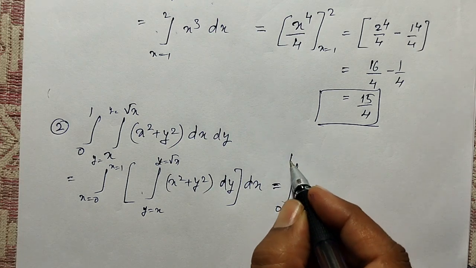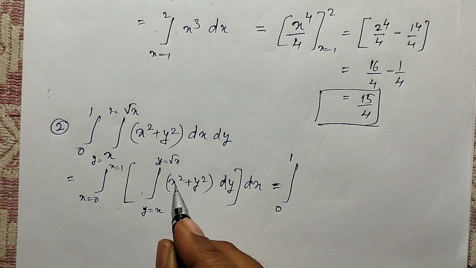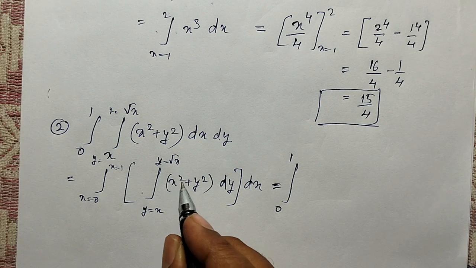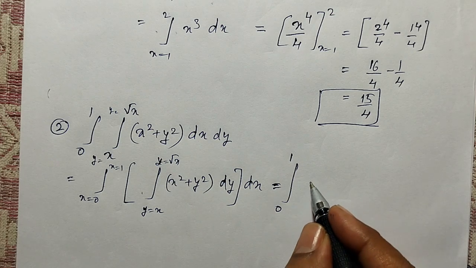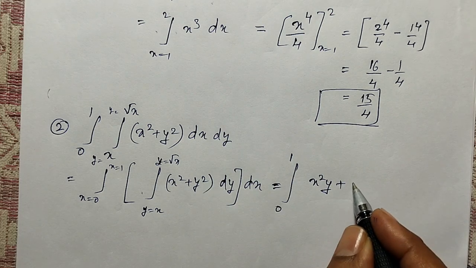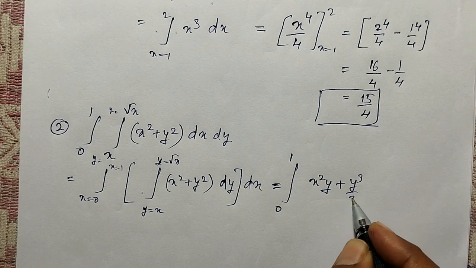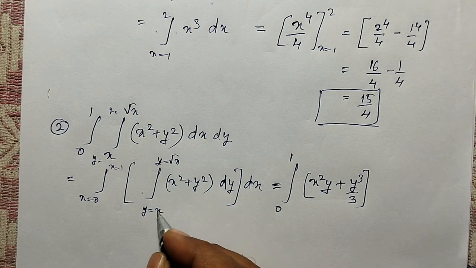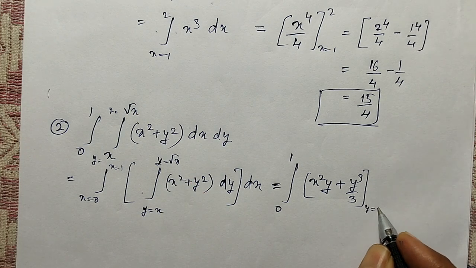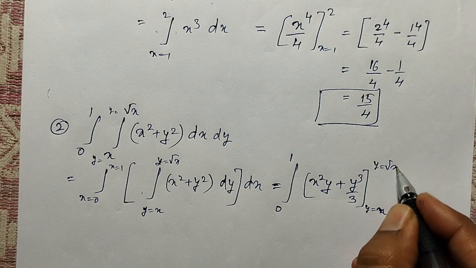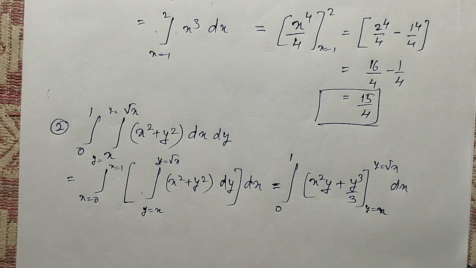Integration from 0 to 1, integration of x square with respect to y. While integrating x square with respect to y, you have to keep x as it is. Therefore, x square also becomes constant. Therefore, it is x square into y plus y square integration is nothing but y cube by 3, between the limits y equal to x to y equal to root x, and this dx also I will carry as it is.